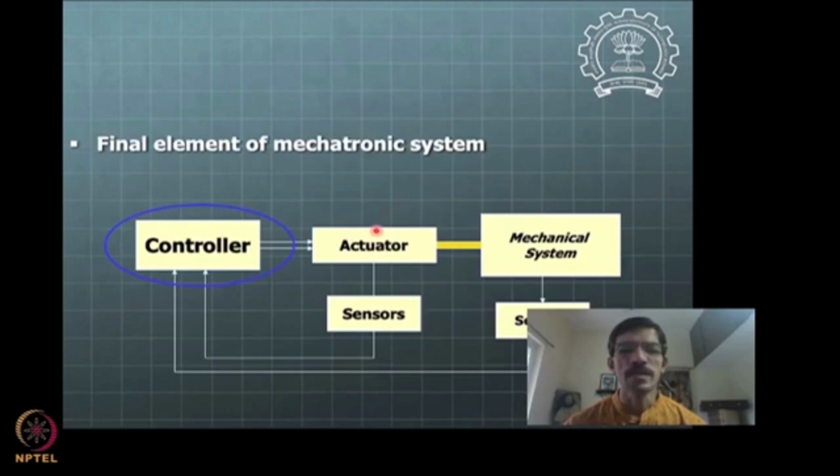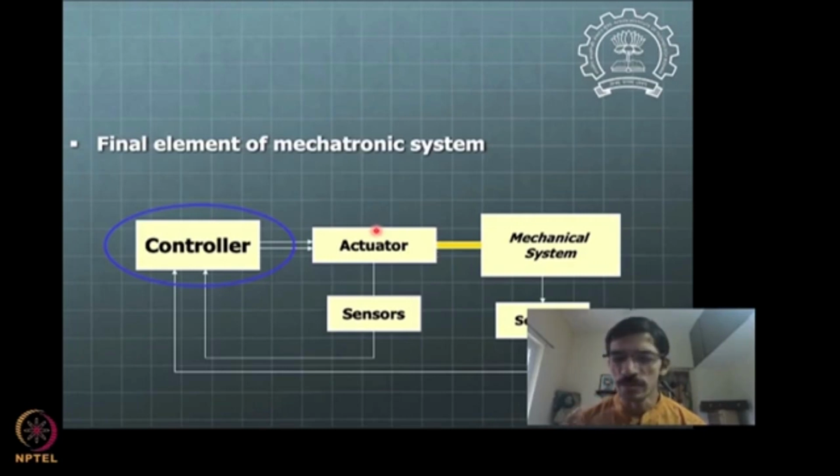The last element, okay, is the controller. Okay, so we'll talk briefly about the controller. Again, I'm just giving you somewhat of a brief overview of things. We have to talk a lot more details as we go along in the course.